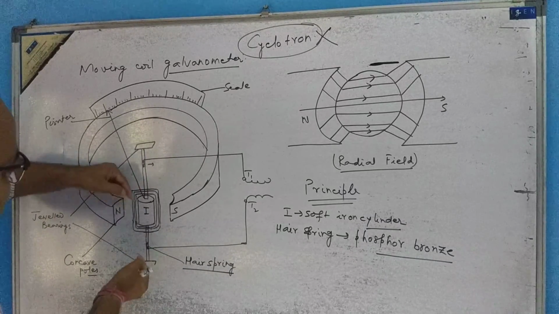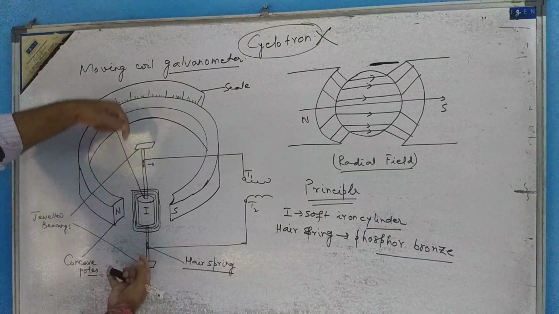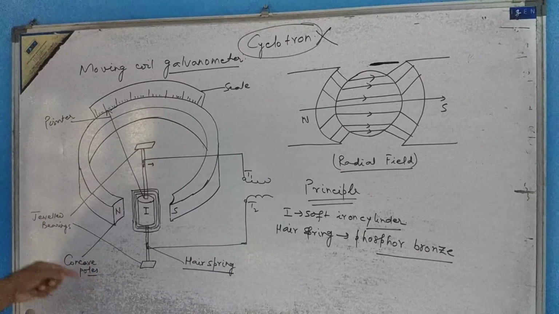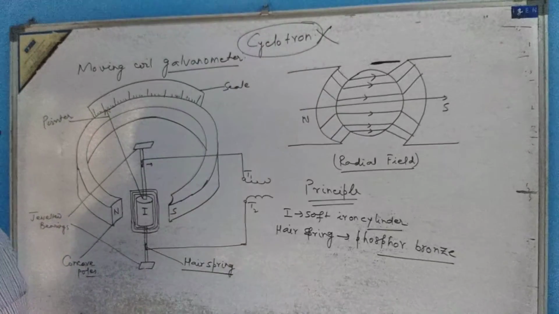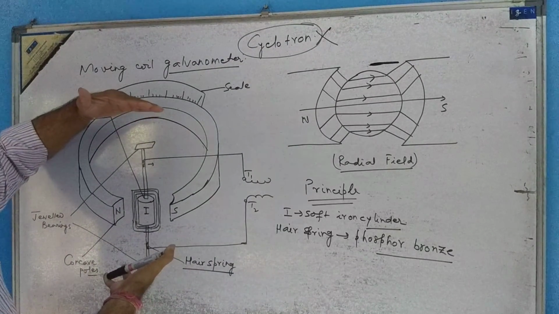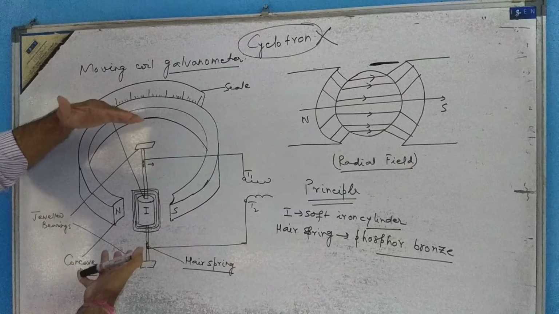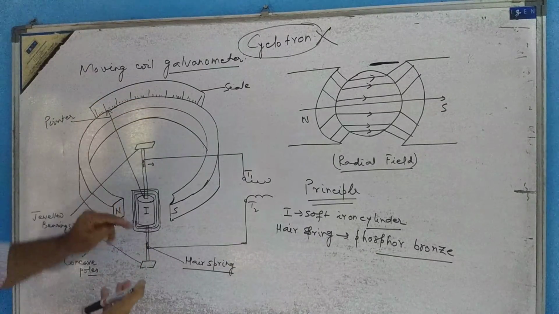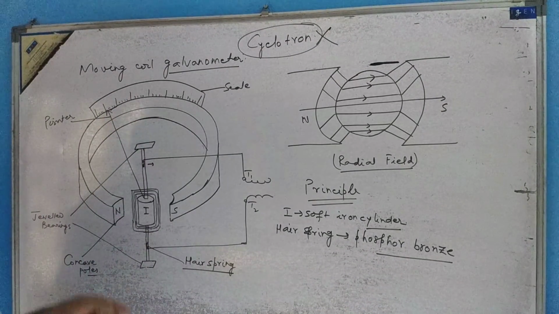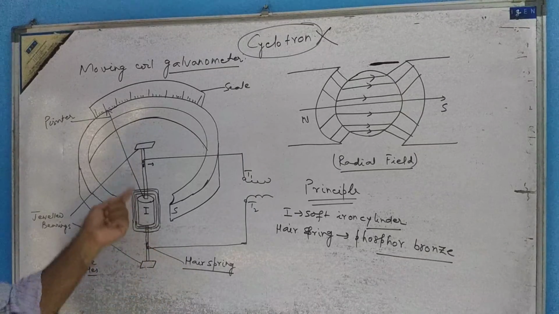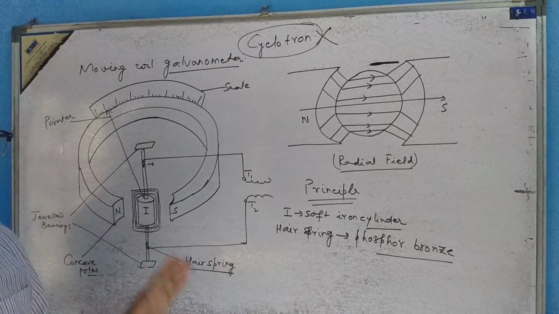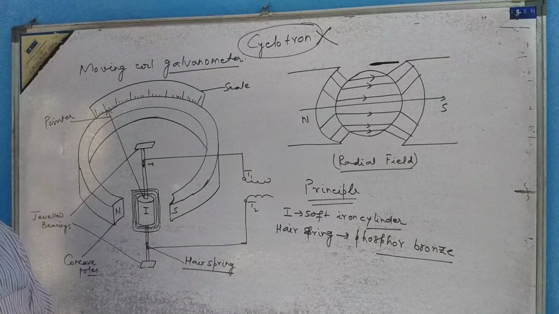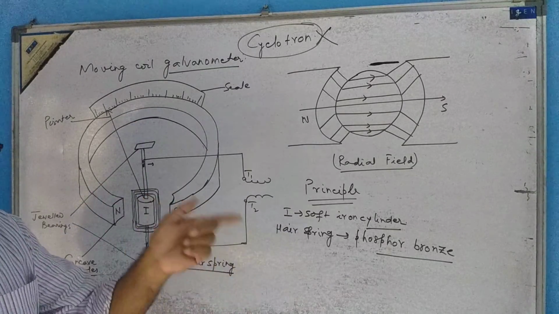See, this coil is kept here with the help of two jeweled bearings. Look, these two are the jeweled bearings which are giving it support. The coil is pivoted between these two jeweled bearings, and here the hairsprings are internally connected to the two ends of the wire wound on the coil.